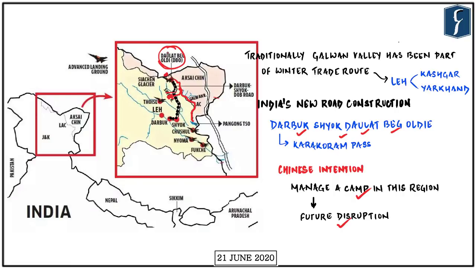Now the question arises, why is Daulat Beg Oldie so important for India? It is important because the Karakoram Pass is within striking range from Daulat Beg Oldie. So you can see how the interests of two nations are colliding strategically in very remote and frontier areas where not a very significant population lives.